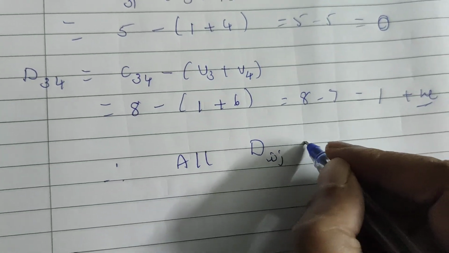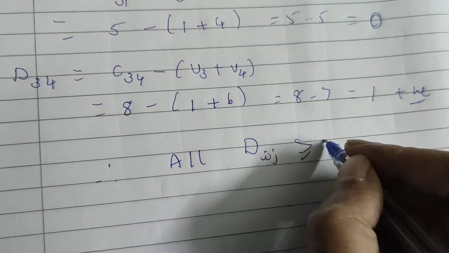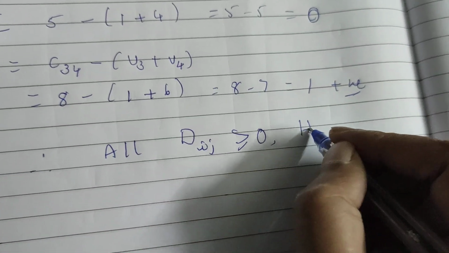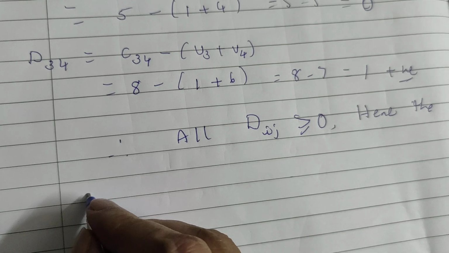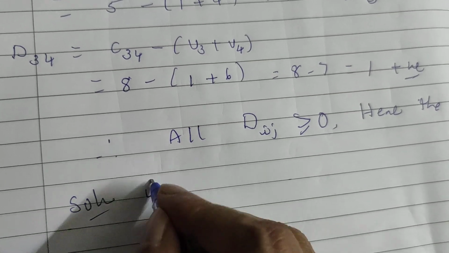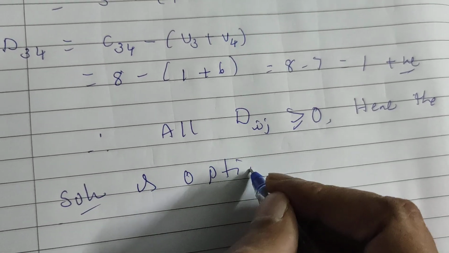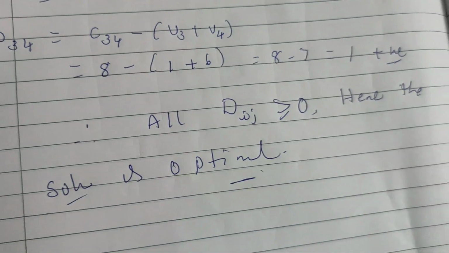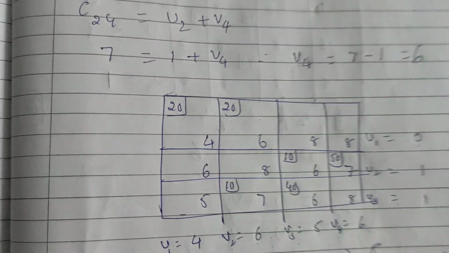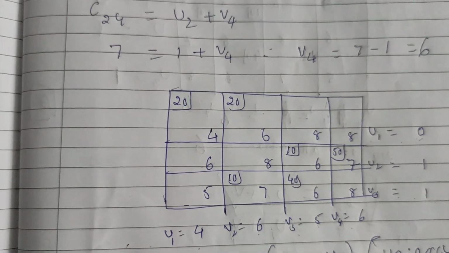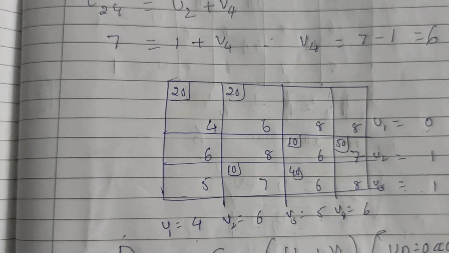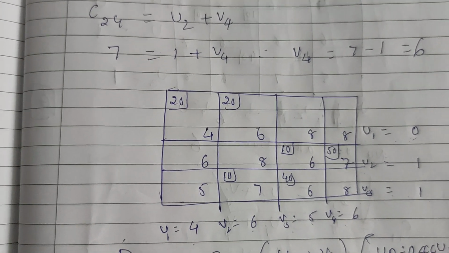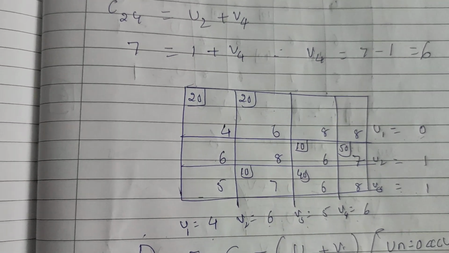Therefore all Dij's are greater than or equal to 0. Hence the solution is optimal. Optimal means whatever we found as the IBFS using the Vogel's method is the final solution. It is the final table of the optimal solution.